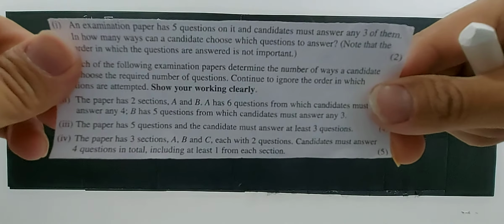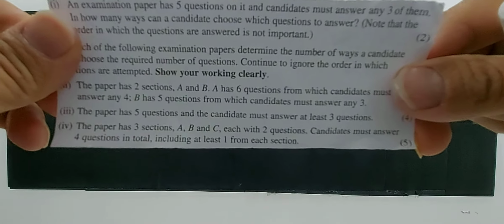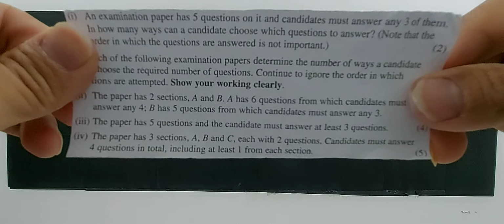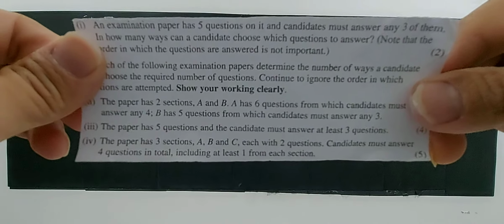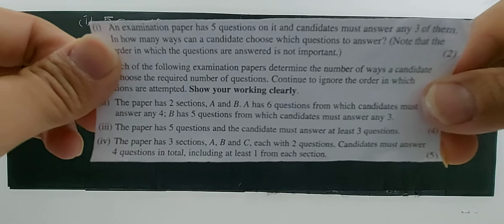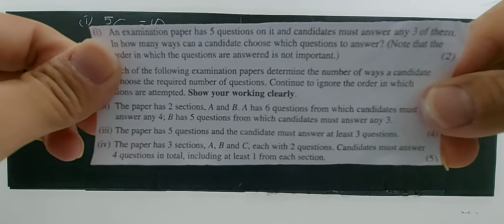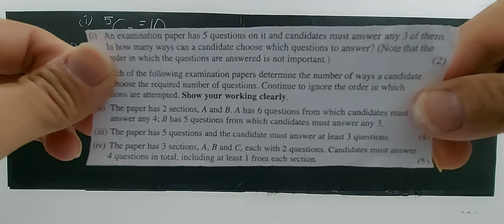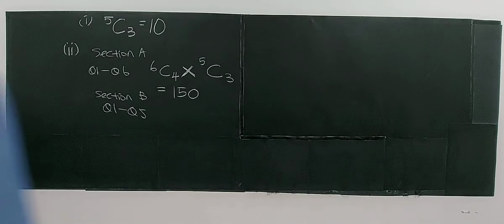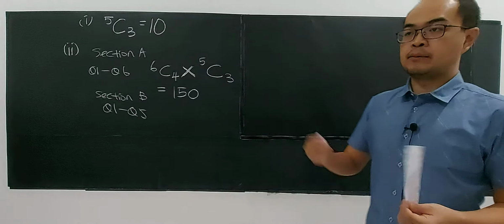The paper has 5 questions and the candidate must answer at least 3 questions. You can answer 3 questions, or 4 questions, or 5 questions. Minimum 3 questions, but you cannot answer less than 3 questions. So very simple for this. This means that this is a possibility.